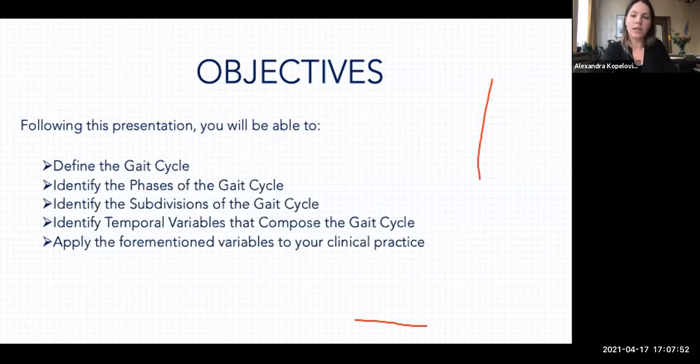I have no idea how we got these red lines on our PowerPoint, and I have no idea how to get rid of them, but I apologize for these.